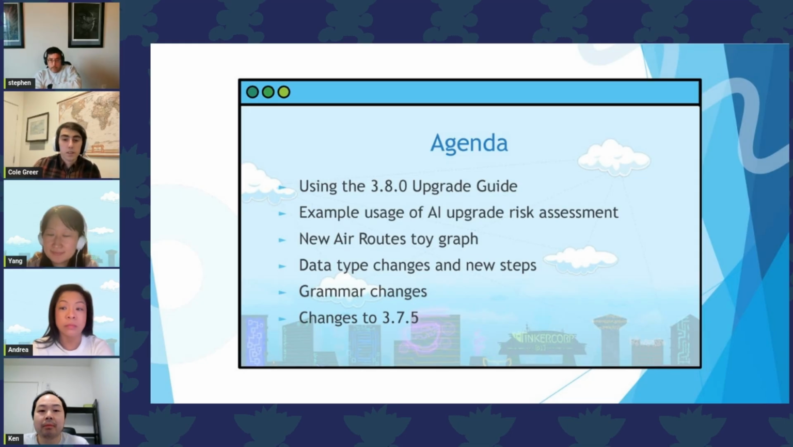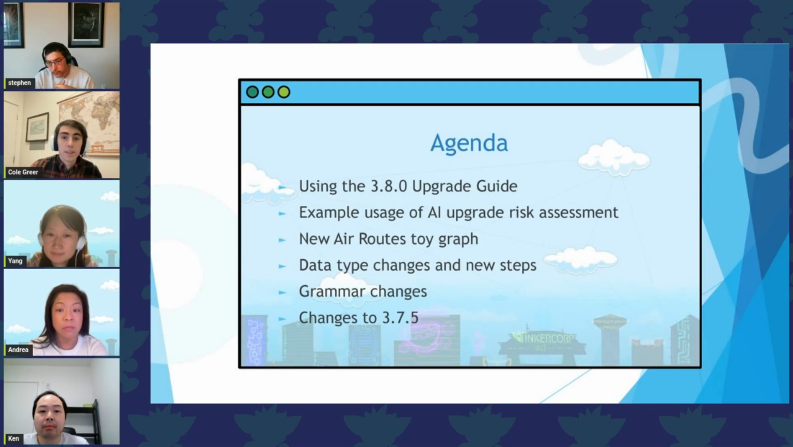So to start, we're going to go over the agenda here. We're going to start by breaking down the 3.8.0 upgrade guide. This is one of the biggest releases we've had in a very long time. We've restructured the upgrade docs a little bit to make it easier to navigate, so we'll just do a quick overview of that. Under the same theme, we've got a new AI upgrade risk assessment where we get to use a new prompt to have AI help focus your upgrade on your specific code base, which is really cool. So we'll do a walkthrough of that.